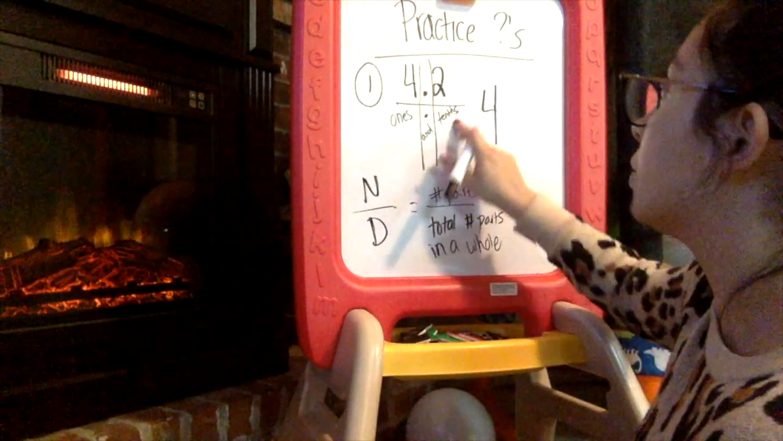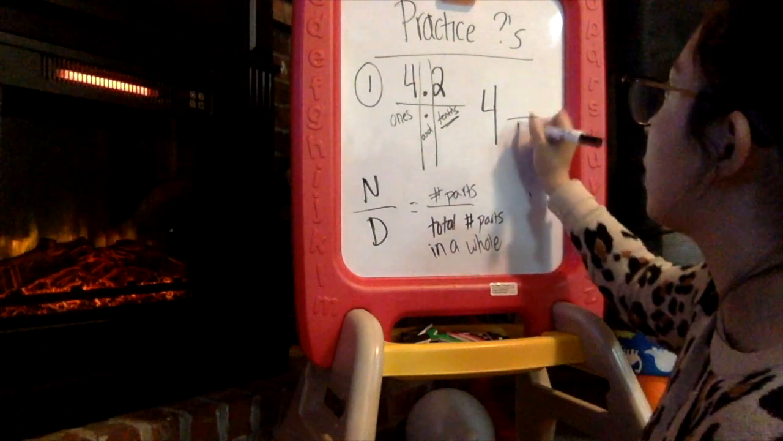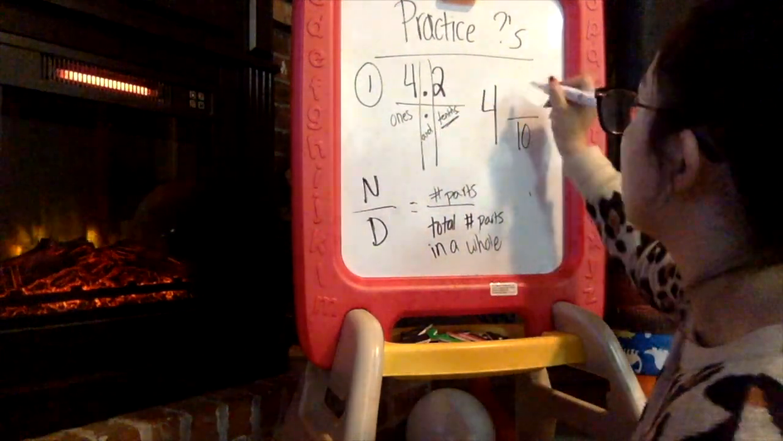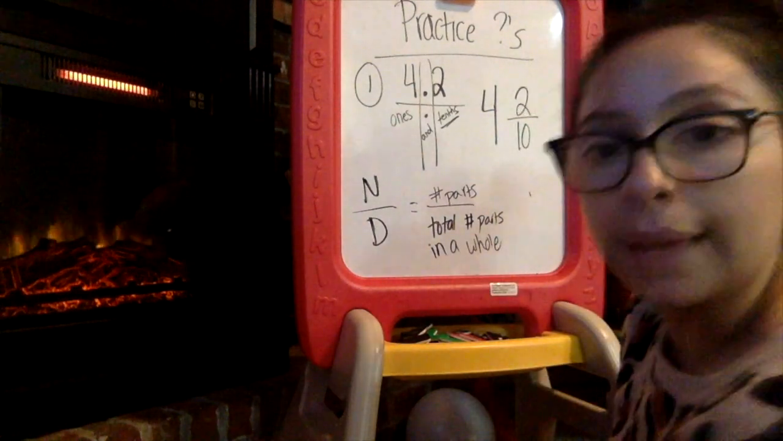2/10. Your tenths gives away what your denominator is. It also tells you your place value. You have 2 there, so 4 and 2/10.